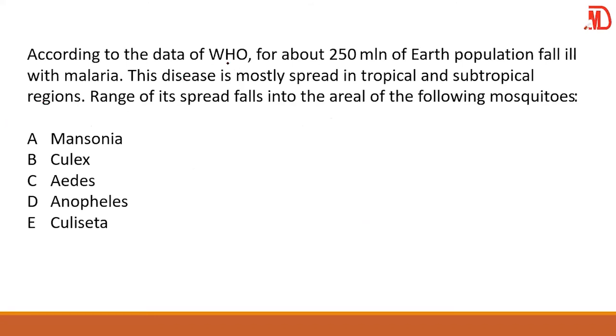We have, according to the data of WHO, for about 250 of a healthy population, four ill with malaria. This disease is mostly spread in the tropical regions. The question is, what type of mosquitoes spread malaria? And your answer is what? Anopheles mosquito. So please don't confuse yourself. Anopheles mosquitoes.